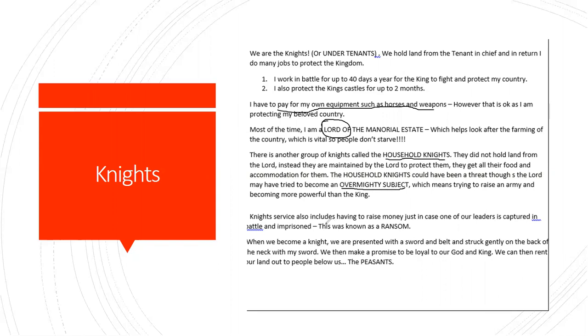Knights also had to raise money just in case someone was imprisoned, and this was called a ransom. So you have to pay to get them back. And when you become a knight, you're presented with a sword and belt and struck gently on the back of the neck. If you think about when the Queen knights people today, it's very similar in those days. They then rent the land to the peasants. And that's who we're going to look at now.